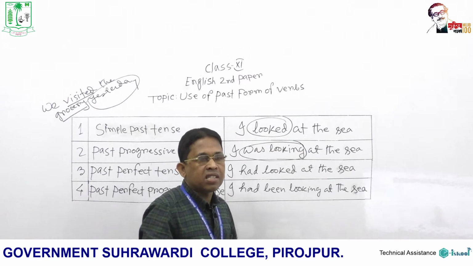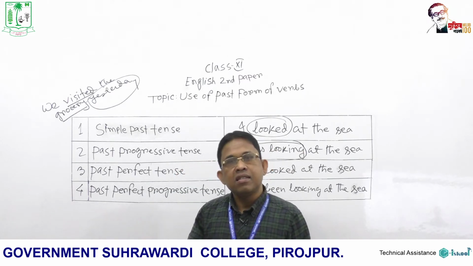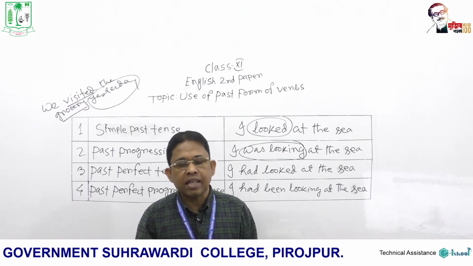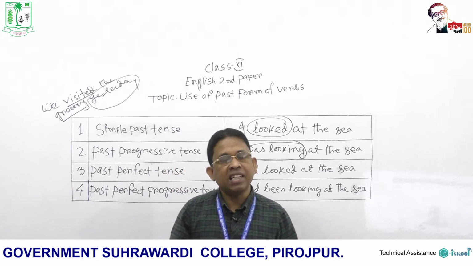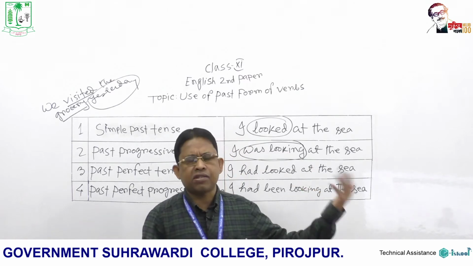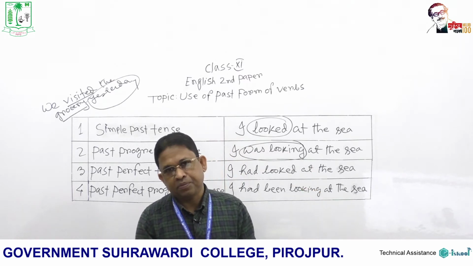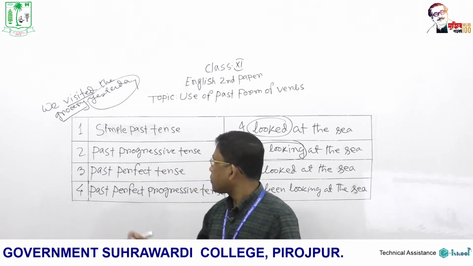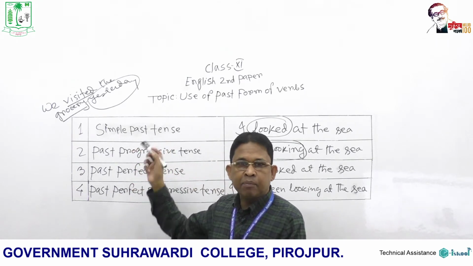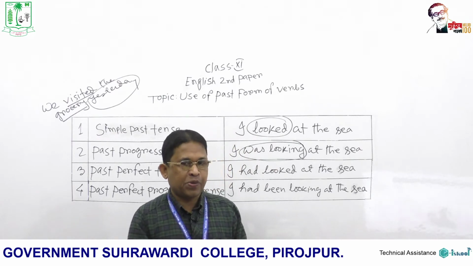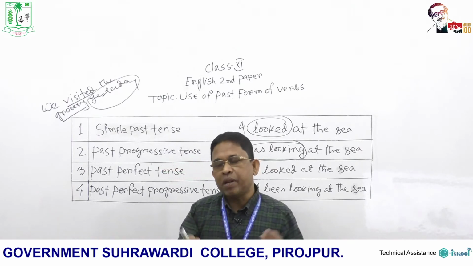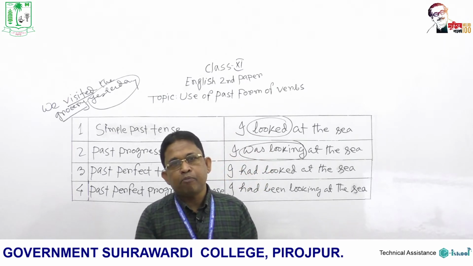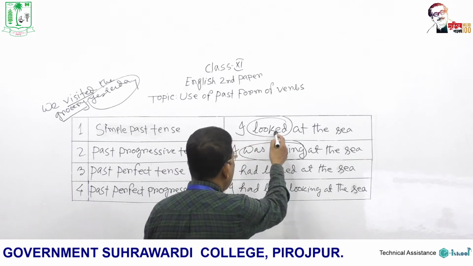What is the structure of simple past tense? At first you should put the subject, and then the past form of verbs, and then the object, if any at all, and any extension if there is any. This is the structure of past indefinite tense. Simple past tense, another name is past indefinite tense. The basic structure of past indefinite tense is subject plus past form of verbs.